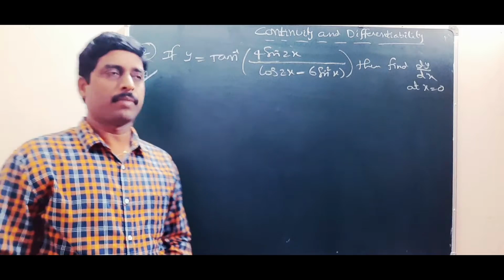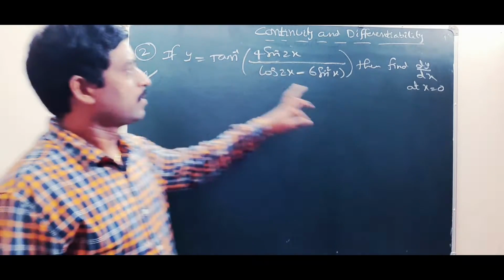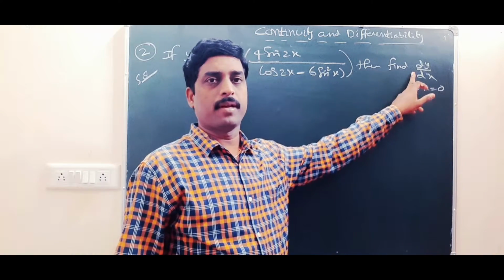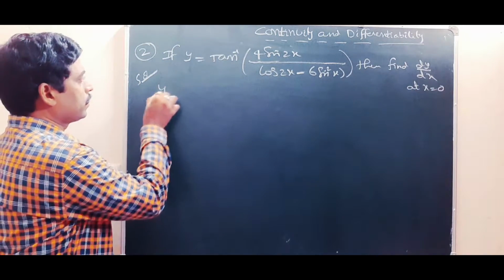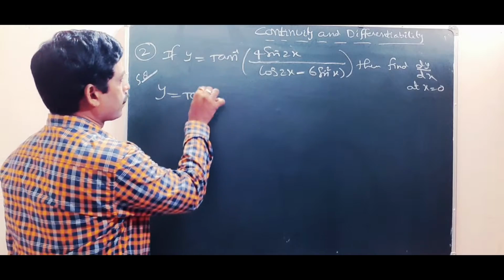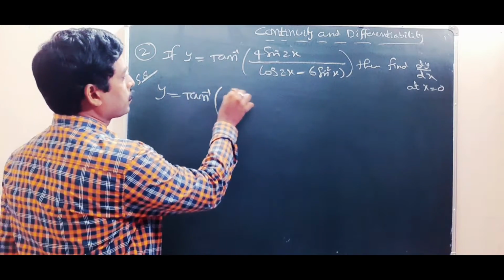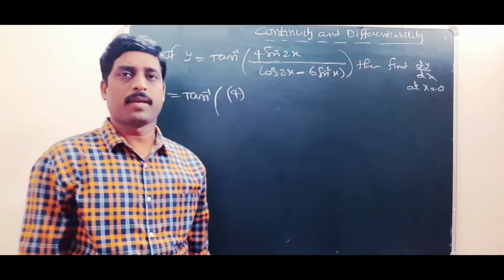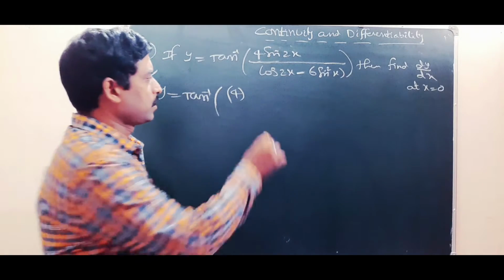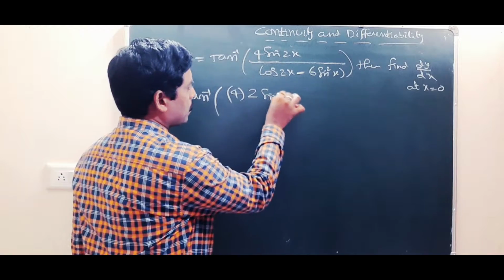Okay, let us go to the next problem. So y value is given, then we have to find dy by dx at x is equal to 0. Okay, so y equal to tan inverse of 8 times sin 2x. We have sin 2x formula 2 sin x into cos x.